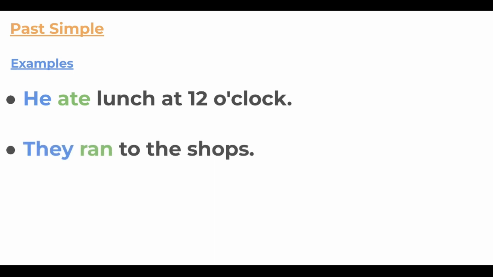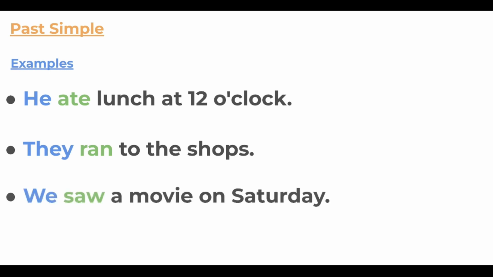They ran to the shops. Ran being the past tense for run. We saw a movie on Saturday. See becomes saw for past tense. The good thing with most irregular verbs is that we use them fairly regularly, which is ironic because even though they're irregular verbs, they're quite frequent in speech and writing. So there's a high chance that you'll just naturally pick them up the more you use them anyway, so that's a positive there.